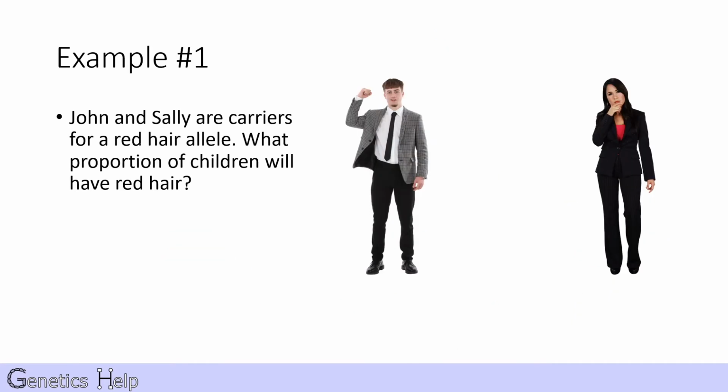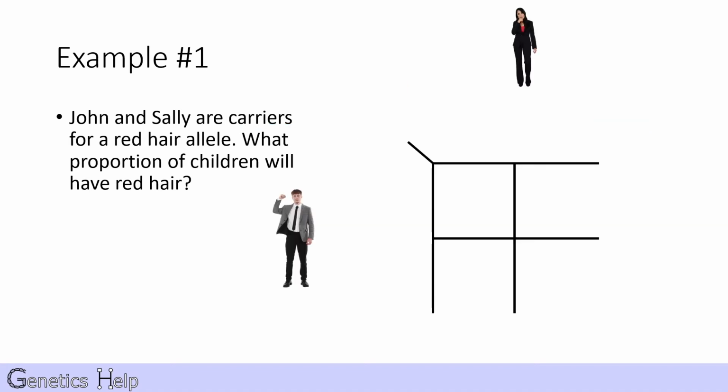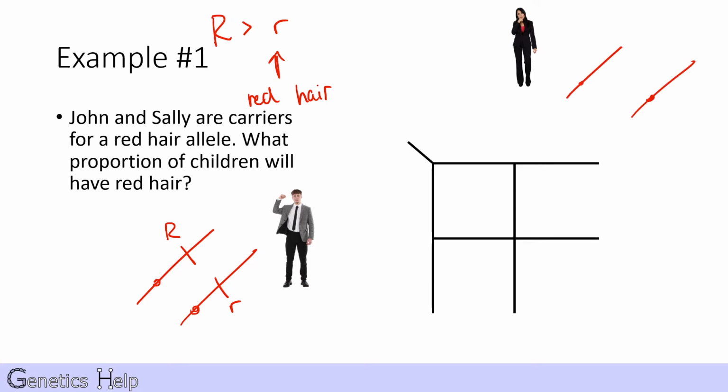Here we have John and Sally, who are carriers for a red hair allele, so they don't have red hair, they don't look like people that would have red hair. What proportion of children will have red hair? I have a pre-drawn Punnett square, which is the simplified way that I draw them. Let's draw out the chromosomes they'll have. I'm going to write our symbols as big R, and little r meaning red hair. On one chromosome, John has a big R and a little r because he's a carrier, and Sally also has one big R and little r.